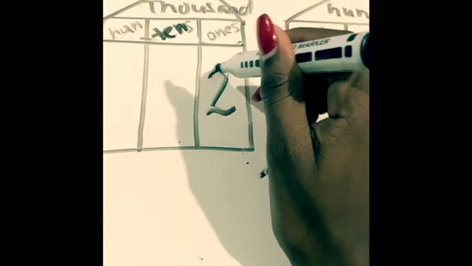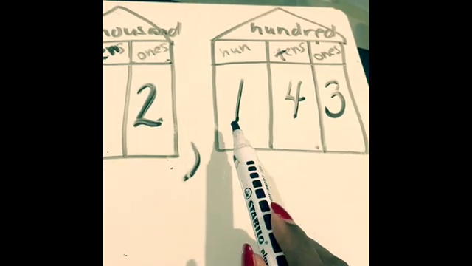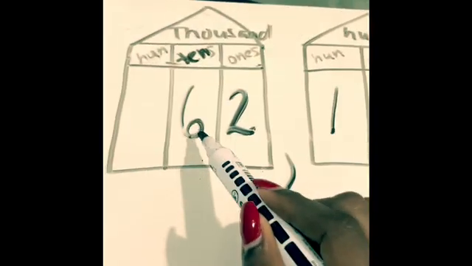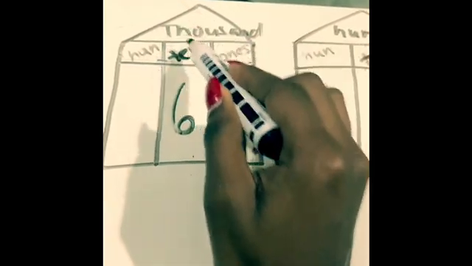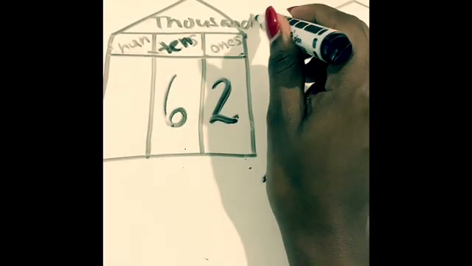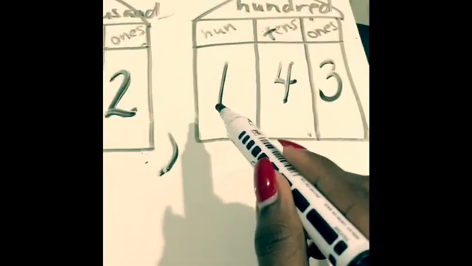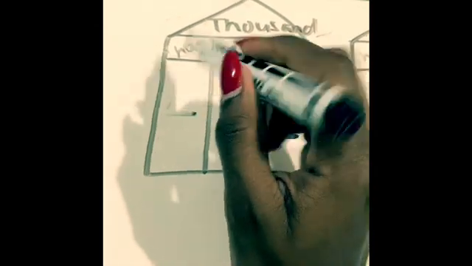If I put the number 2 here, this number now becomes 2,143. If I add the number 6 here, this becomes 62. The same way this became 43, this is also 62 because now it's in the tens house. It's in the tens and the ones house, but this is the thousands house. So this becomes 62,143.